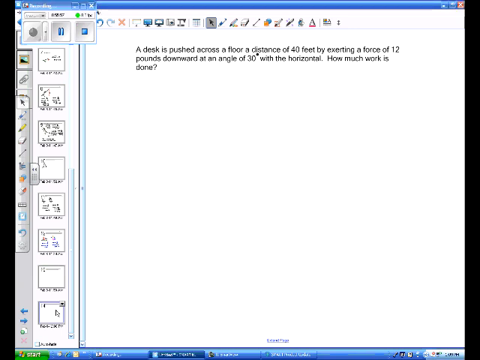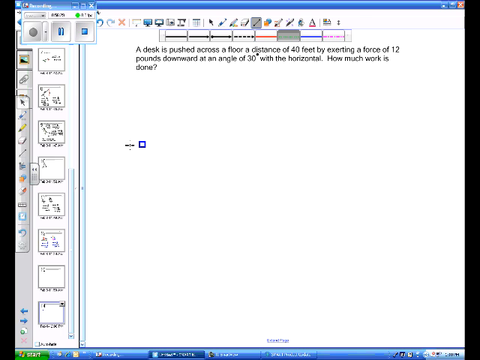A desk is pushed across a floor a distance of 40 feet by exerting a force of 12 pounds downward at an angle of 30 degrees with the horizontal. How much work is being done? Okay, we have a desk, and we could think of this as some object that we have. And what we want to do is to move that desk.